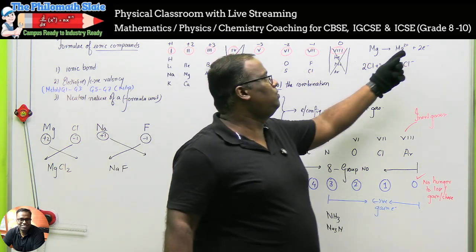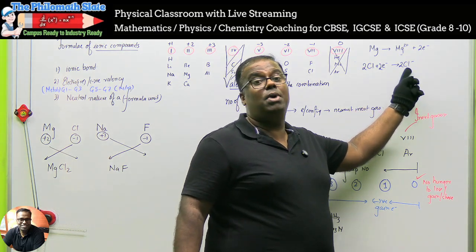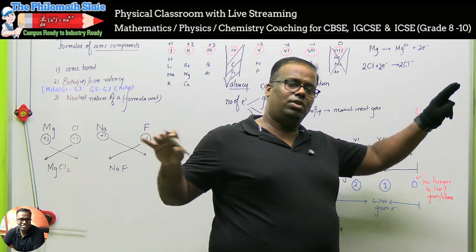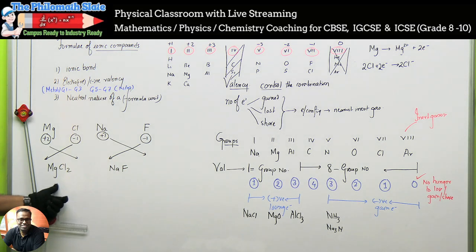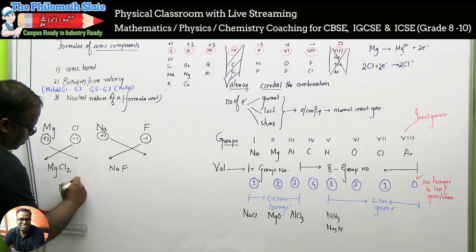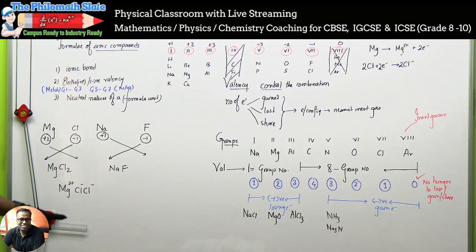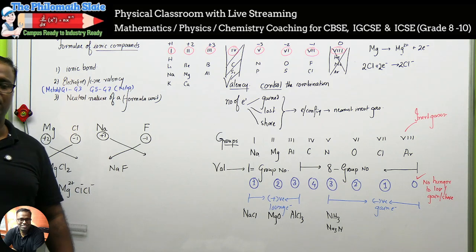Now look at the positive charge. What is the positive charge? +2. What is the negative charge? -2. -1, -1, -2. It has become neutral. The same thing is being formed here, MgCl2. So if you want to break it up and see again in your mind, Mg is +2, and Cl is minus. Ultimately, the neutral nature of the compound, or the formula unit, is satisfied.